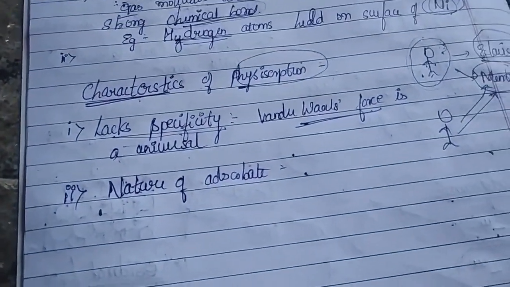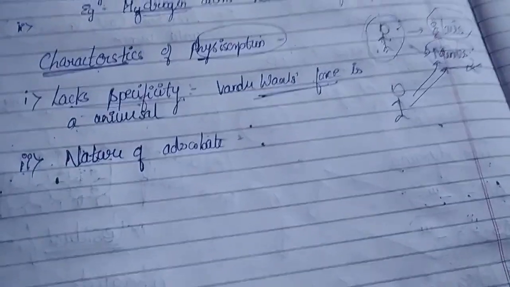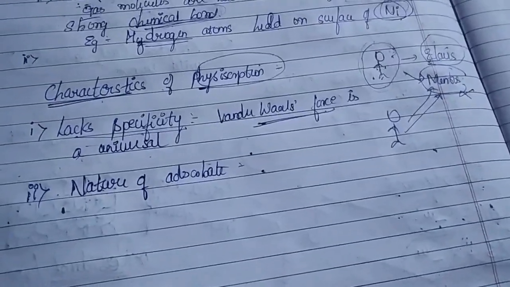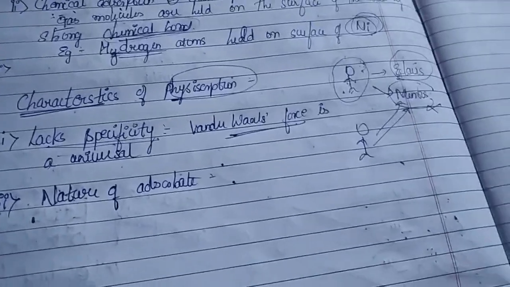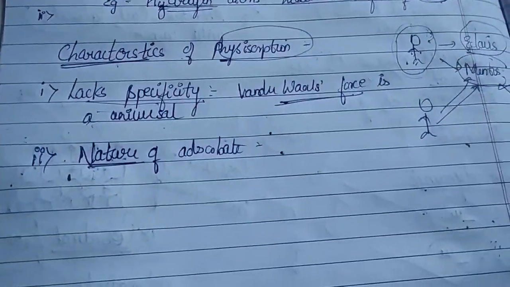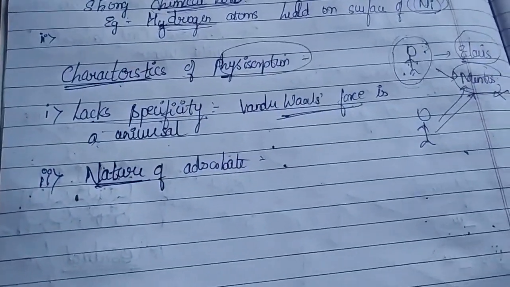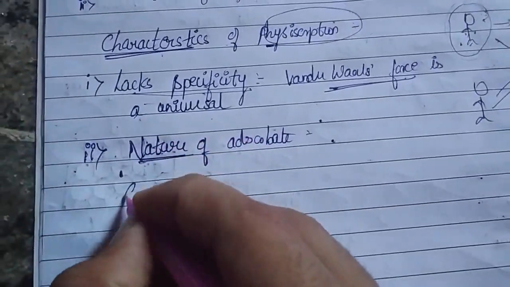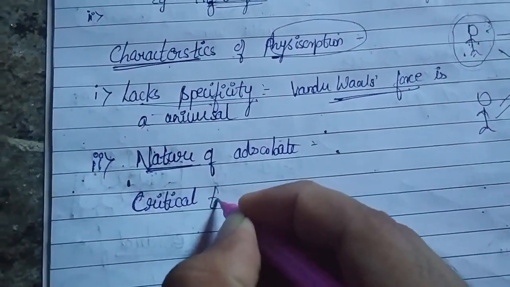But now the question arises, how much adsorption takes place? In simple words, what would be the extent of adsorption? Whether the extent of adsorption is 100% or 50%? In order to understand that, we have to understand the nature of the adsorbate. Before going to the nature of the adsorbate, we have to understand a concept called critical temperature.